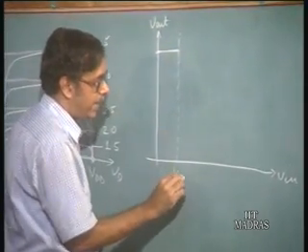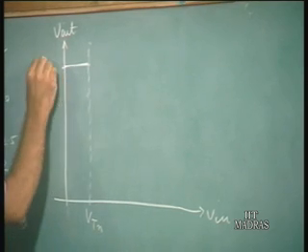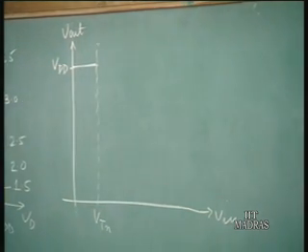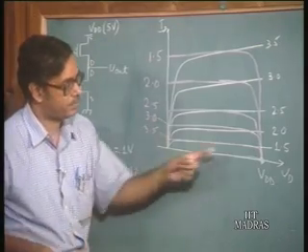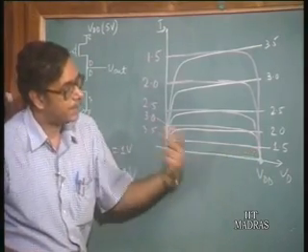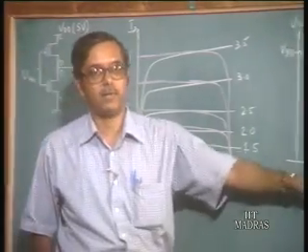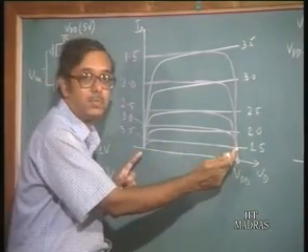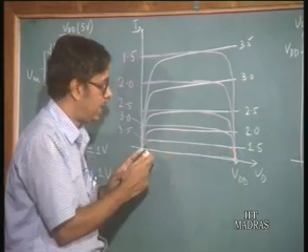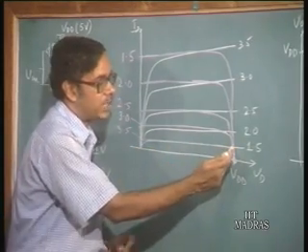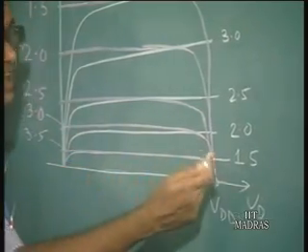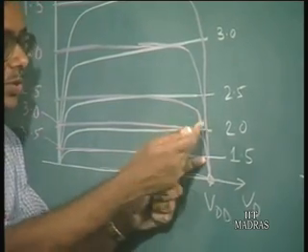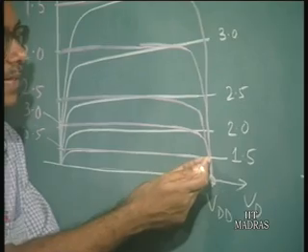Up to VTN, the output voltage remains at VDD. Now, suppose the input voltage is increased above VTN. What happens is, say for example, it has gone up to 1.5 volts here. When it goes up to 1.5 volts, this is the curve for the NMOS transistor. For the PMOS transistor, the gate to source voltage is actually minus 3.5 volts.